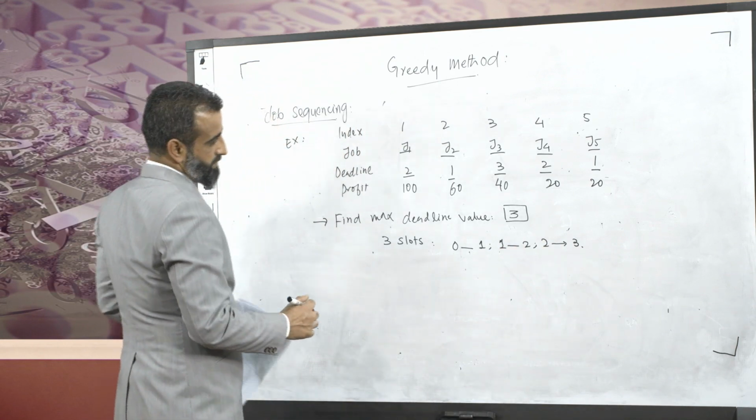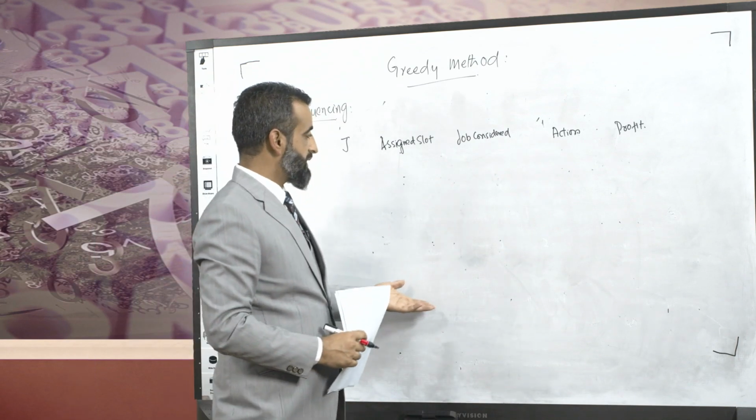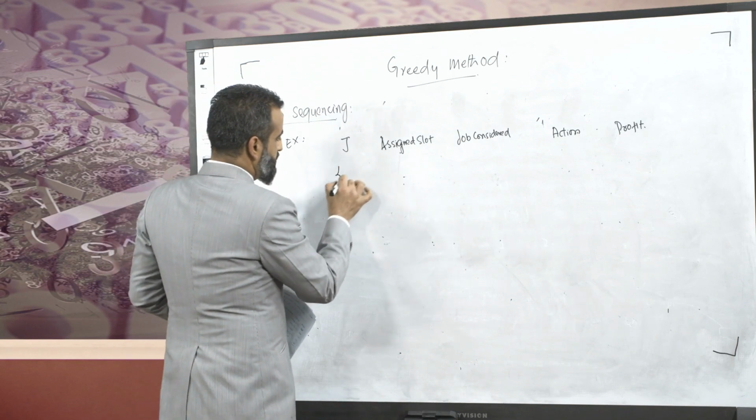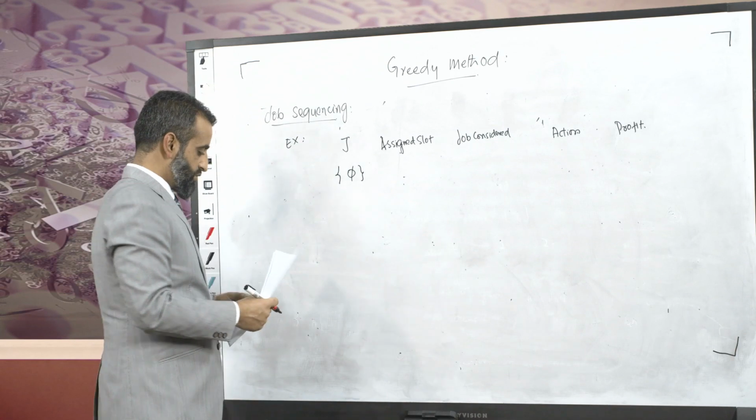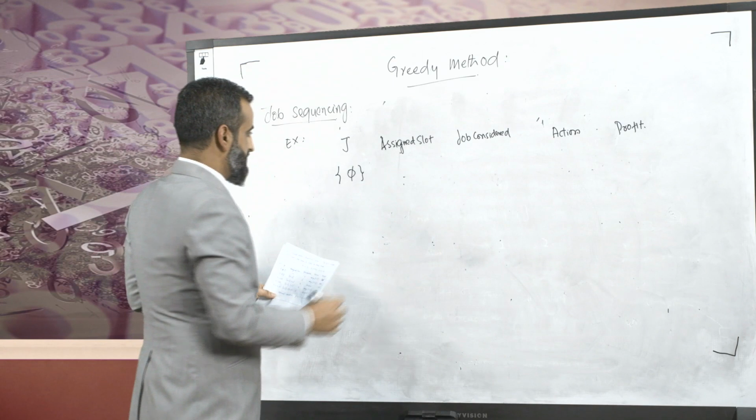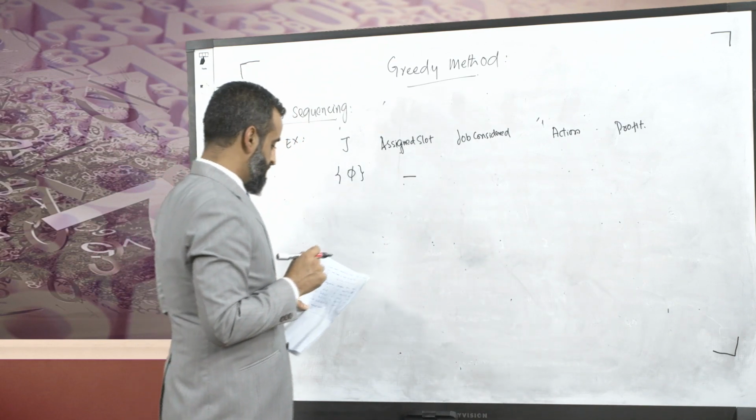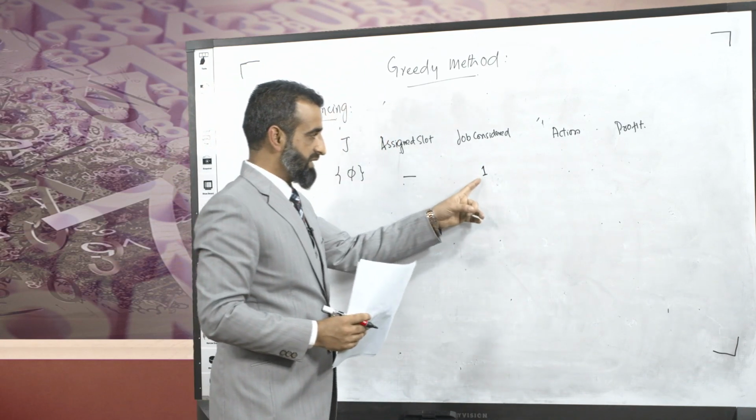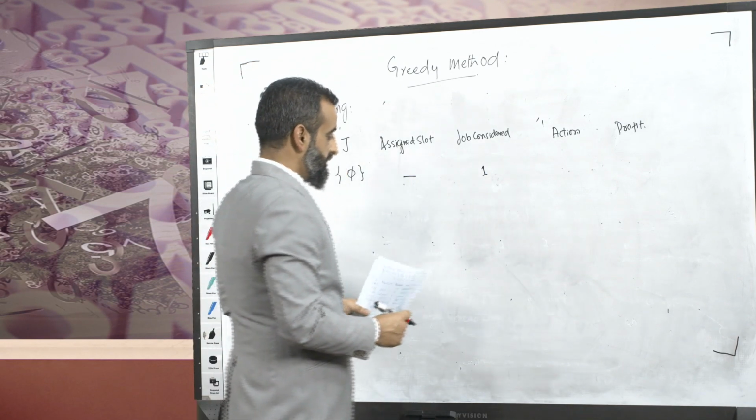Given that we have 3 slots of time, let's find how we solve this using the greedy method. Initially, the solution set of jobs is initialized to null. That means there is nothing in the solution subset I'm going to create, and no job has yet been assigned to the machine. The first job that I consider is J1, because it has the highest profit of 100.